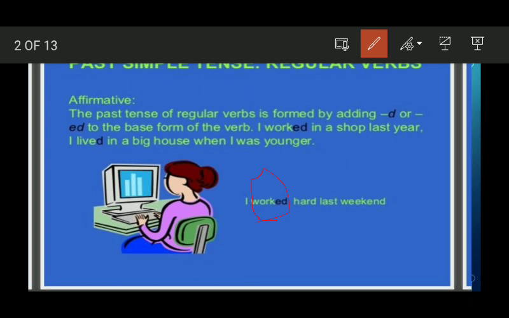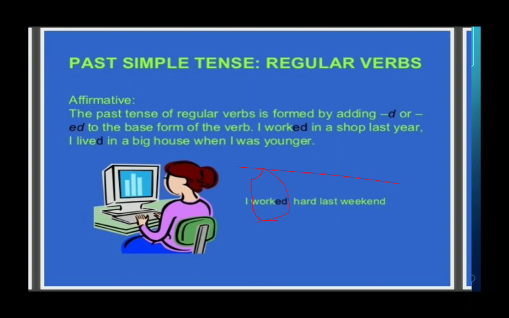For an example, meet, met, met. So meet is the irregular verb, whereas whenever we add D or ed to the base form of the verb, that is known as the regular verb. Okay, so let's move on to the next one.